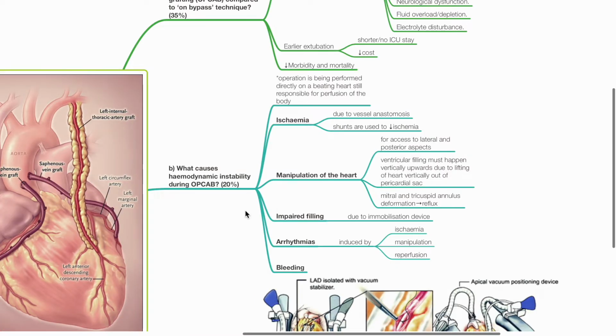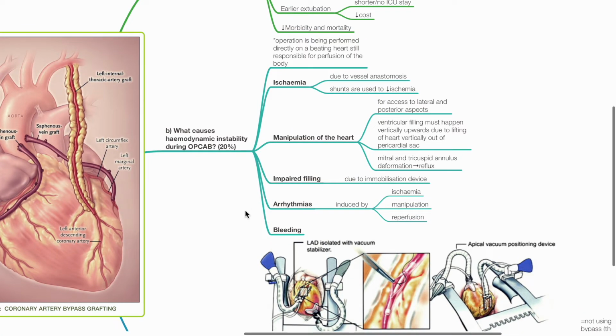B. What causes hemodynamic instability during off-pump coronary artery bypass? Causes include ischemia due to vessel anastomosis. Shunts are used to reduce ischemia. Manipulation of the heart for access to lateral and posterior aspects. Ventricular filling must happen vertically upwards due to the lifting of the heart vertically out of the pericardial sac.